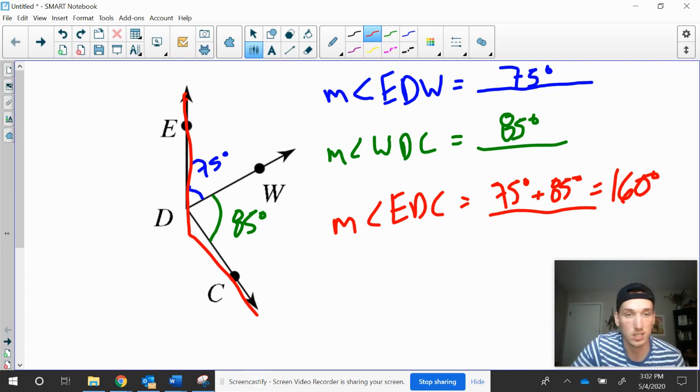So that's the basic gist of what I wanted to teach you today. Last thing I want you to think about: if I gave you the 160 and one of these parts, think about how you'd find the other one. You would just subtract the measure of the part from the whole angle to find the other. So that's a little bit of how you name angles and a little bit of finding the measure of angles. Nothing too crazy, just something to think about going into next year.